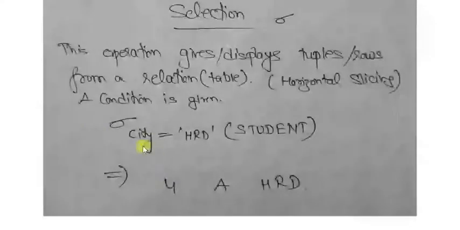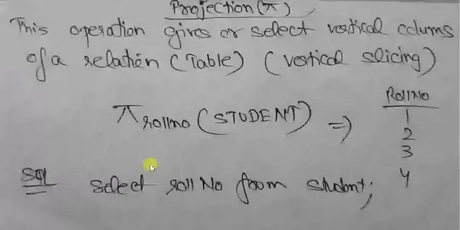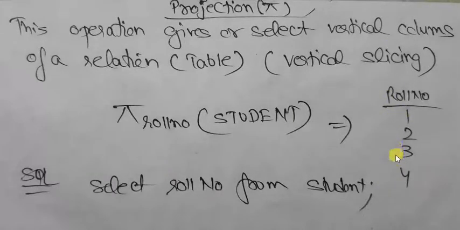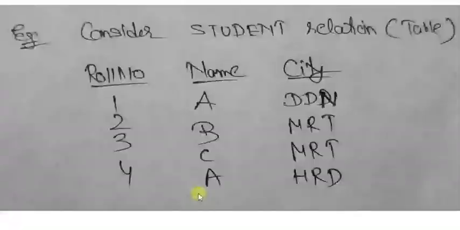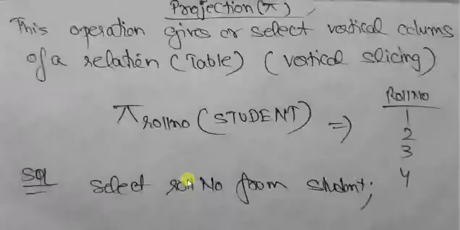So how is it written? It is written as the selection symbol, city equal to a condition, and the table or relation. So what is the output? 4A HRD. So you can see that projection gave you vertical output, whereas selection gave you horizontal output, as only one student is from Haridwar.